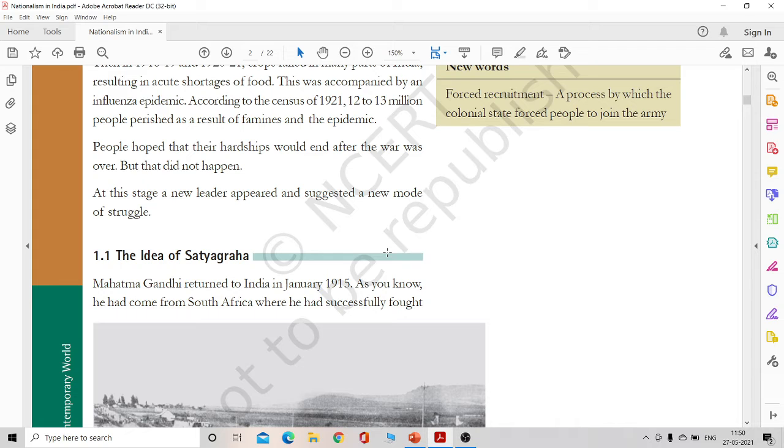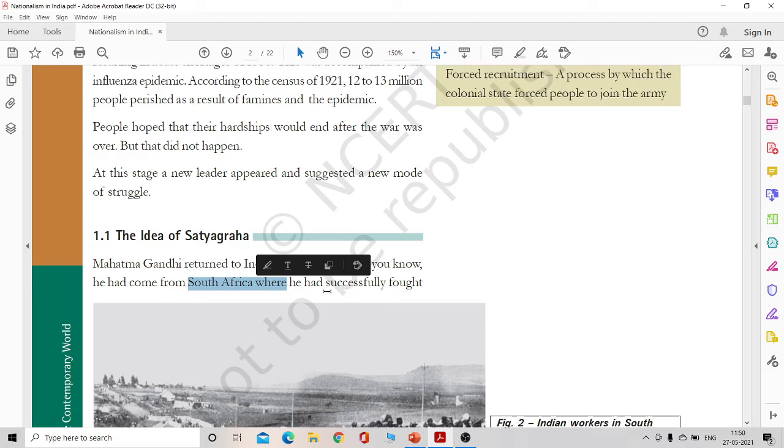Then, of course, another important three marker question is on Satyagraha. Right now, please also note down one marker questions. For example, when did Gandhiji return to India? In January 1915. And where was he before he came to India? He was a lawyer in South Africa. So, these are potential one marker questions.